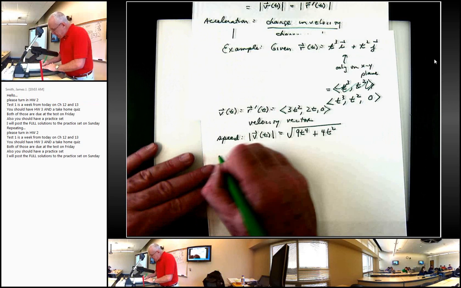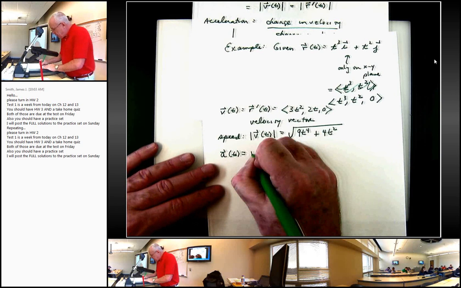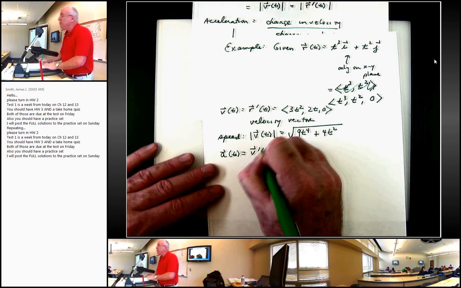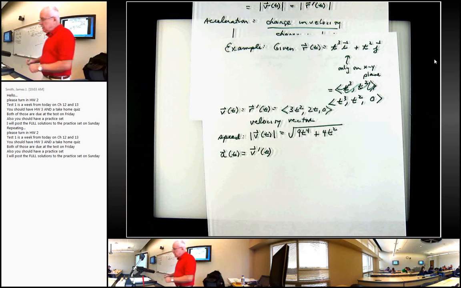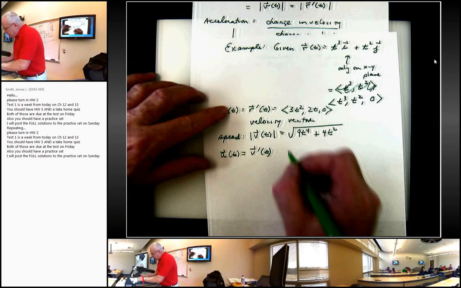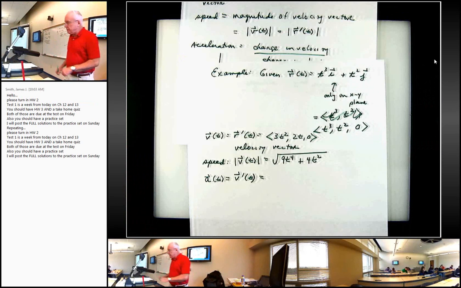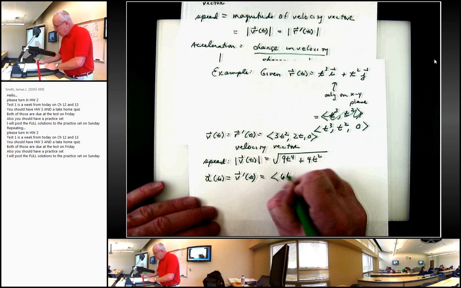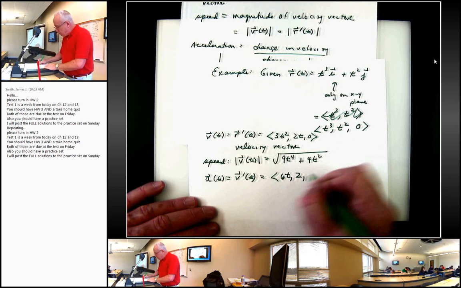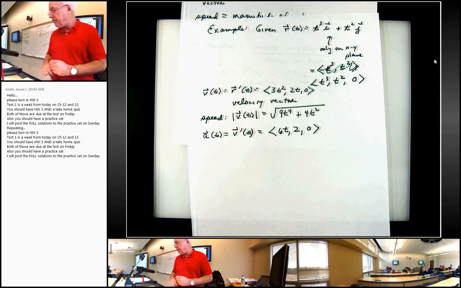And then finally, the acceleration vector, that's going to be the derivative of the velocity vector. So we just do the derivative again of what we had gotten. So here's our velocity vector. All I do is take the derivative again. So 2 times 3 is 6t. Derivative of 2t is 2. The derivative of 0 is 0. And that's our acceleration vector.